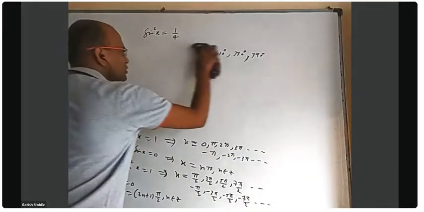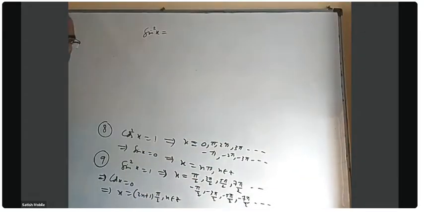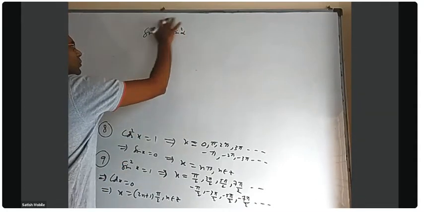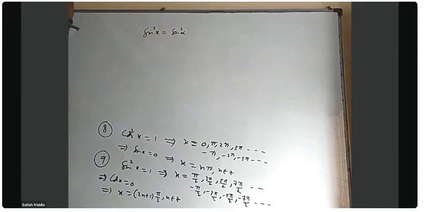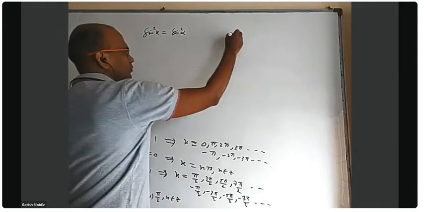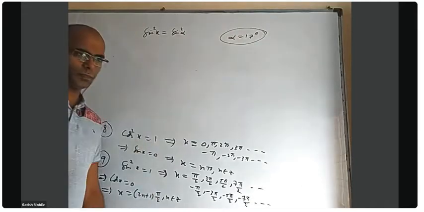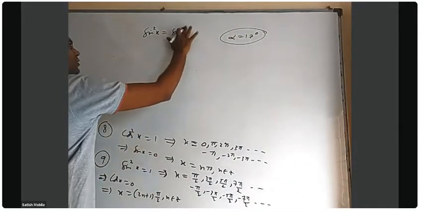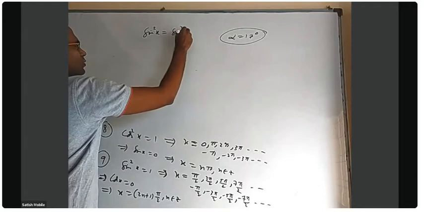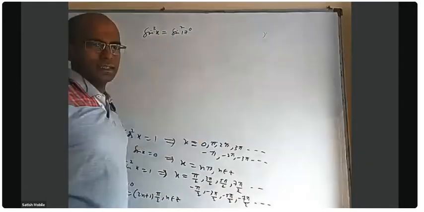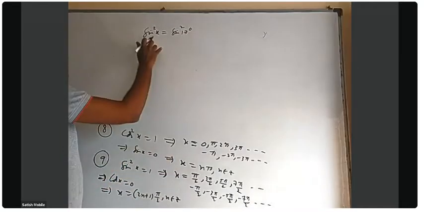Now let me change slightly. Sine square x is equal to sine square alpha. Alpha is a known number. Let us say alpha is 17 degrees. Let us take an example. Let me directly write 17. What is the big deal? Sine square x equal to sine square 17 degrees. Try to tell angles in degrees which are solutions for this equation.